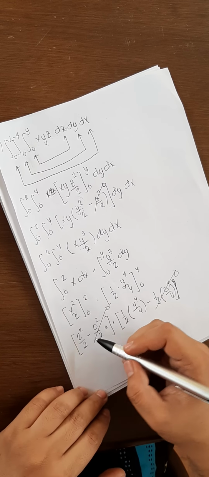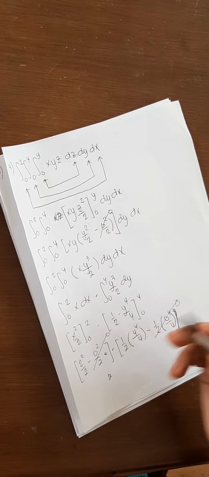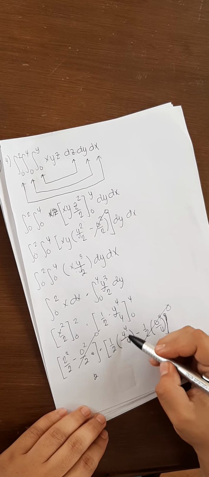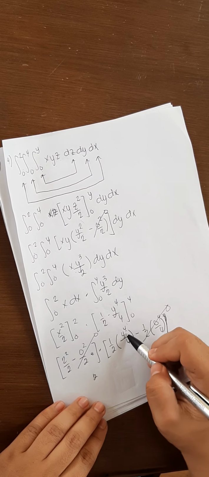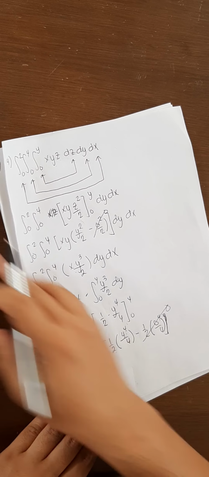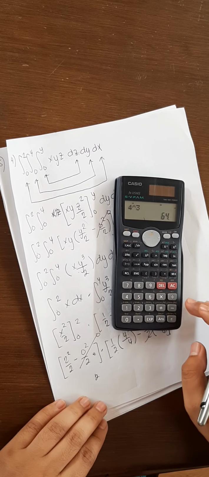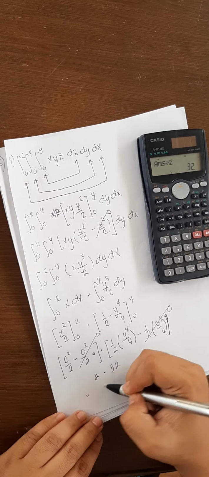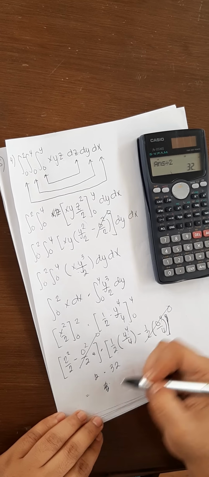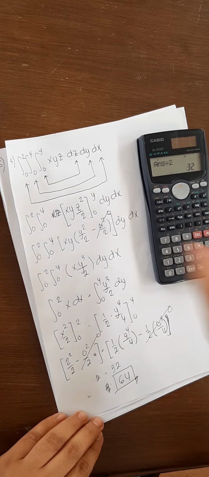If we simplify this, this is 2 squared over 2, so that is 2. I'm so sorry. Then 4 to the 4 over 4 is 4 cubed. So 4 cubed divided by 2. Let us solve: 4 raised to 3 divided by 2, so that is 32. Then 32 times 2, so that is 64.